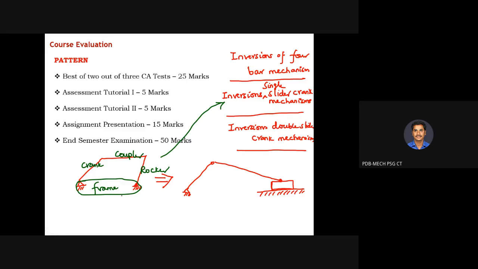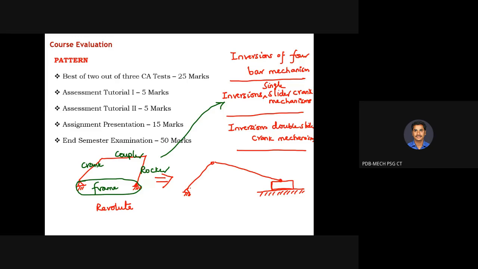Yes. So in the 4-bar mechanism, all are revolute pairs, because with respect to one link, another link is going to make rotating motion. For example, with respect to the frame, your crank is rotating. With respect to the crank, your coupler is rotating. With respect to the frame, your rocker is oscillating. So likewise, all are revolute pairs.